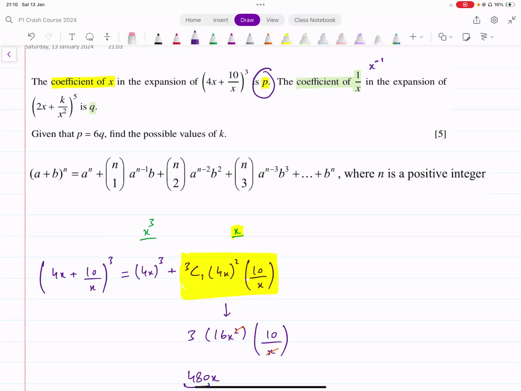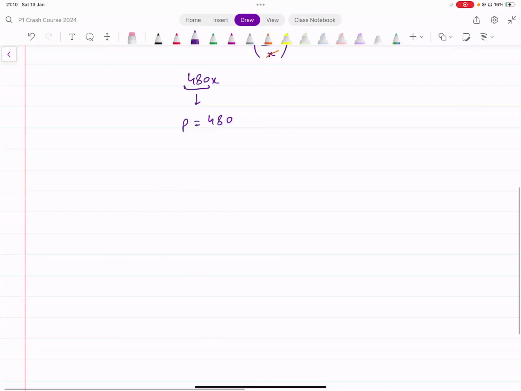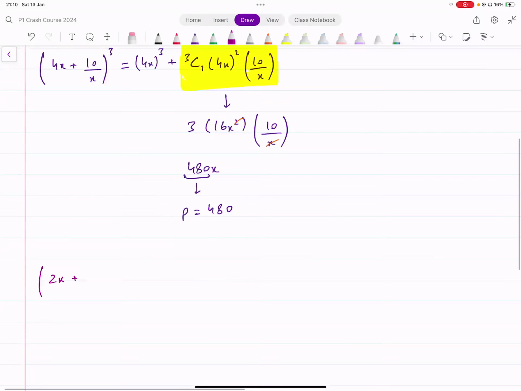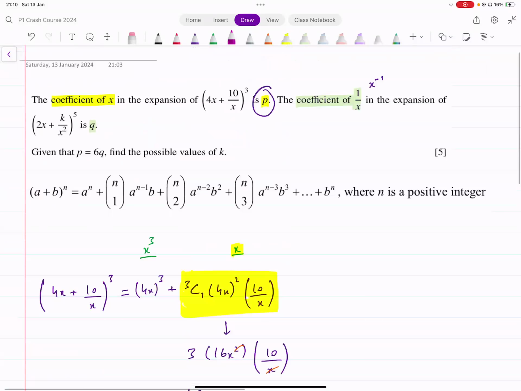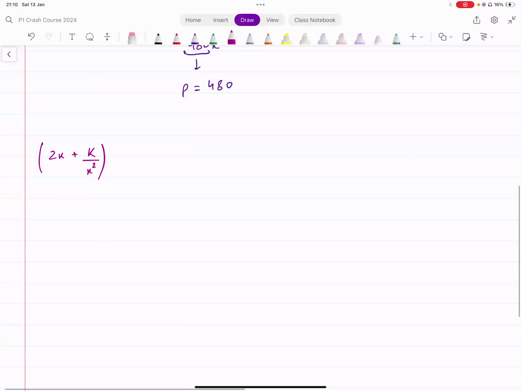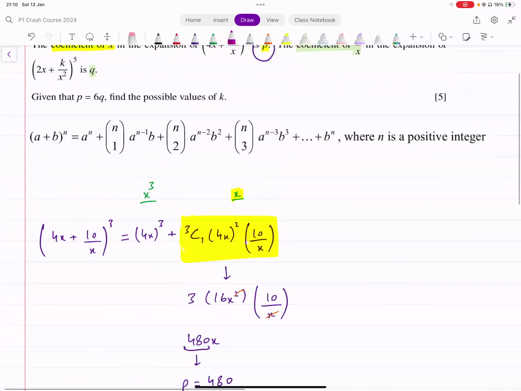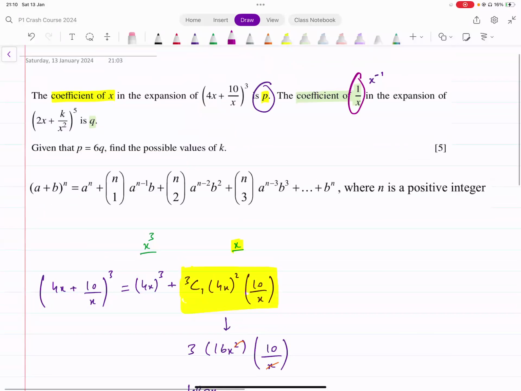Let's do the second expansion now. That is (2x + k/x²) whole raised to a power 5. This is the second expansion. What are we looking for from this expansion now? We're looking for the coefficient of 1 over x.